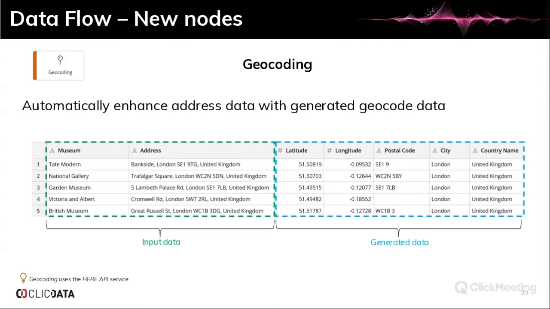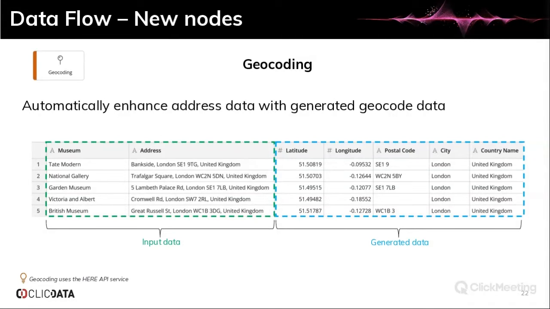We have also developed a new geocoding node. This is super useful if you use geographical data and you are missing latitude and longitude, for example. So you can turn address data, like you can see on the left side of that data set, the green column there, the address one. This has been transformed into latitude, longitude, postal code, city, and country name by the geocoding node.